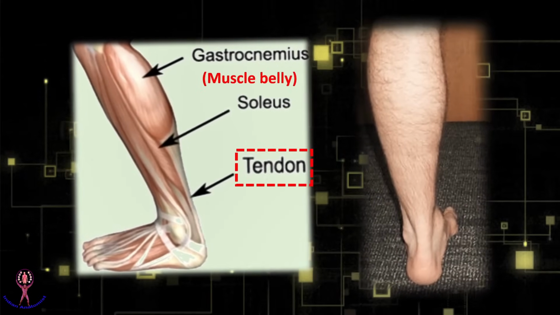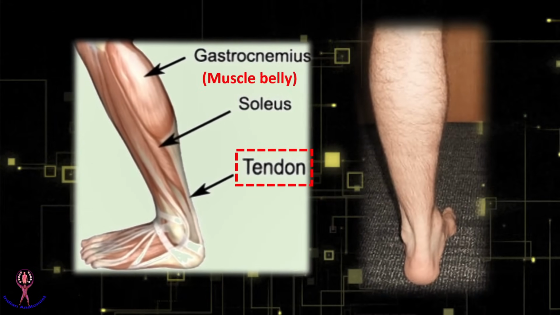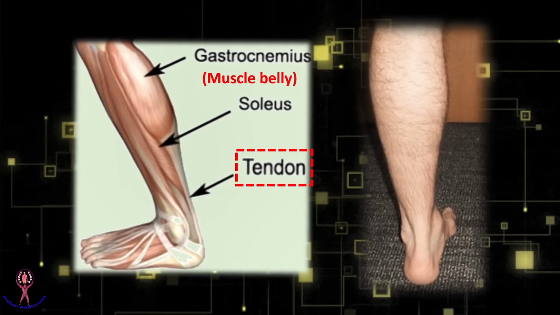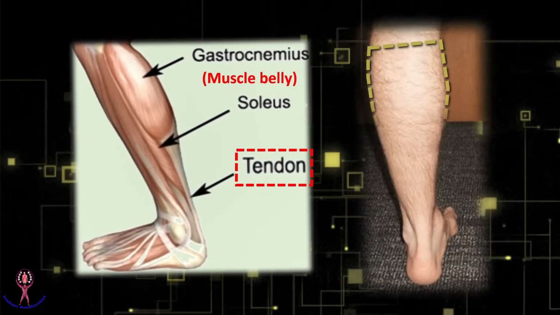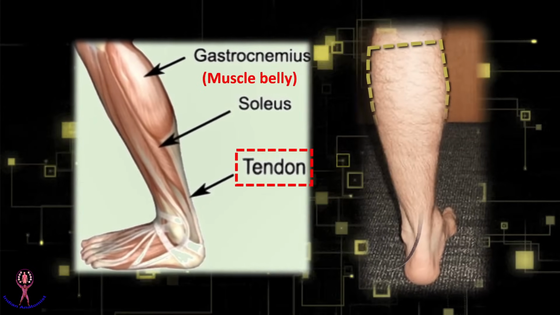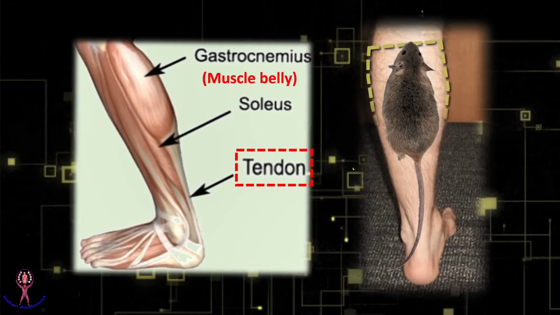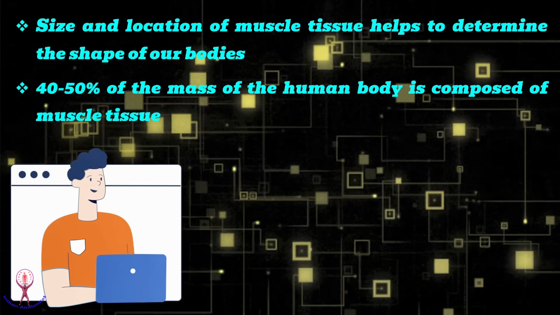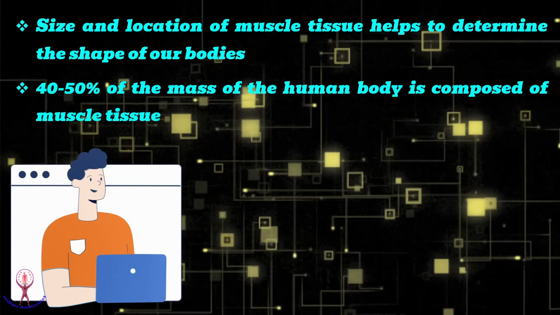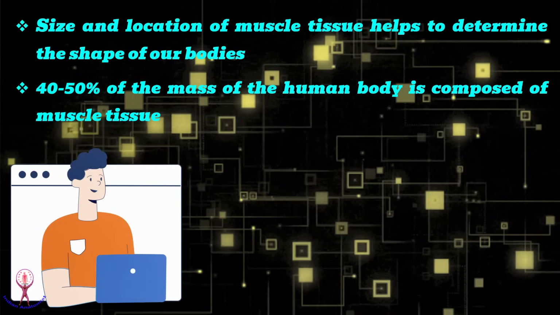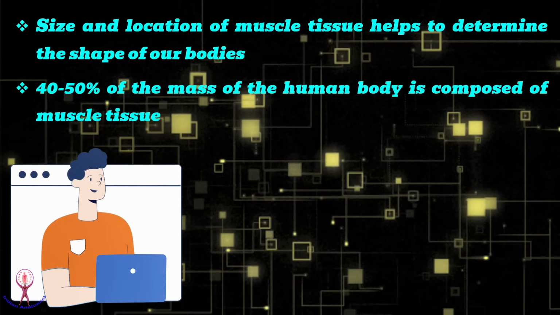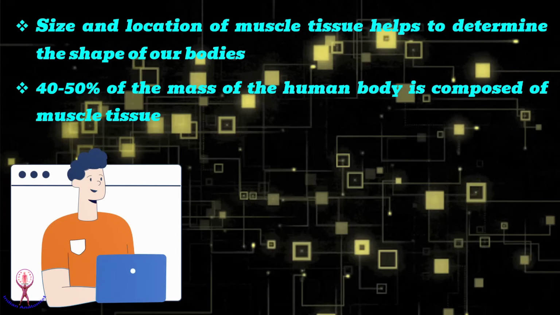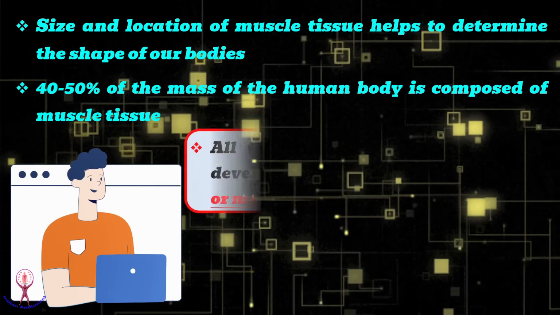Why is a muscle known as mouse? The reason being that most of the skeletal muscles of the human body consist of a muscle belly and a tendon, which together resemble the body and tail of a mouse, respectively. The size and location of muscle tissue helps to determine the shape of our bodies. 40 to 50% of the mass of the human body is composed of muscle tissue.